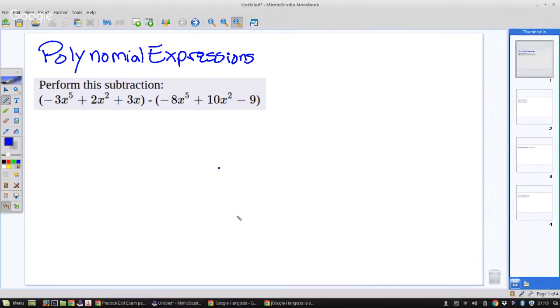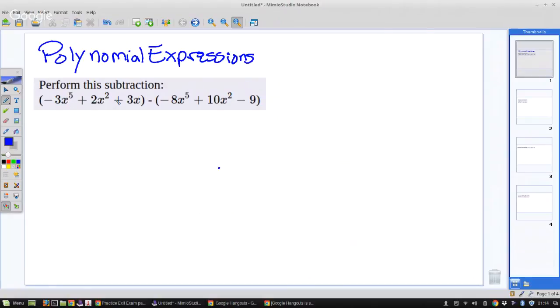So here we're going to play with polynomial expressions. So a polynomial is a series of x's with a power and some constant multiple, and we have addition and subtraction with those. Let's look at a subtraction.